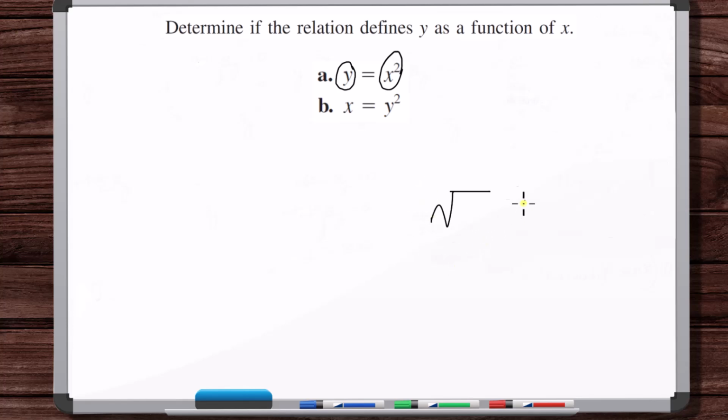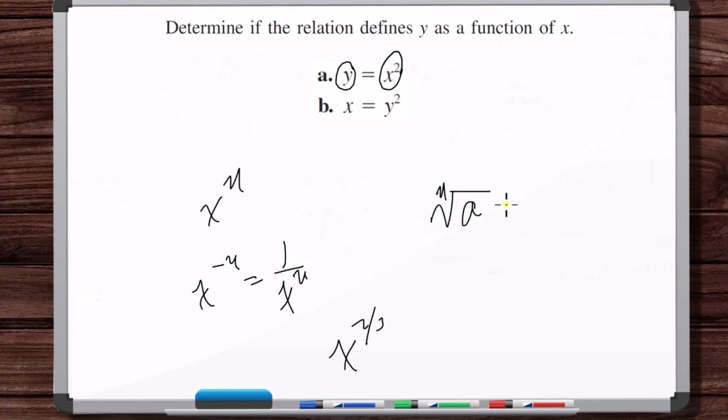For x to some positive integer power, you don't input an x and get multiple outputs. For x to a negative integer power, you don't input an x and get multiple outputs here. For x to a rational exponent, a radical, the whole purpose of the radical is making sure you only have one output. And then when we get to logarithms and exponentials, there's only going to be one output coming out of that.